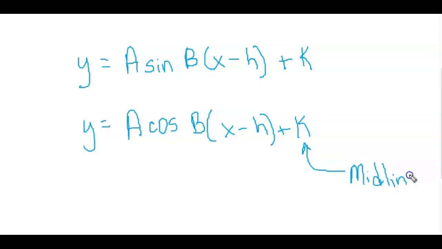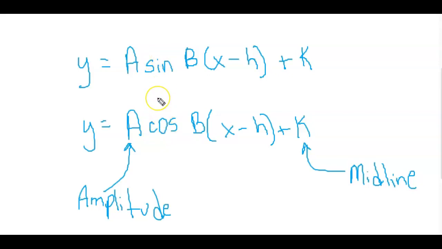Our midline should be at 0, but if we're adding something other than 0, that can move the midline up and down. We know that this is a dilation, our A, and so that's changing our amplitude from 1. The amplitude is normally 1, but if we stretch it or squish it, we can change the amplitude to something else.